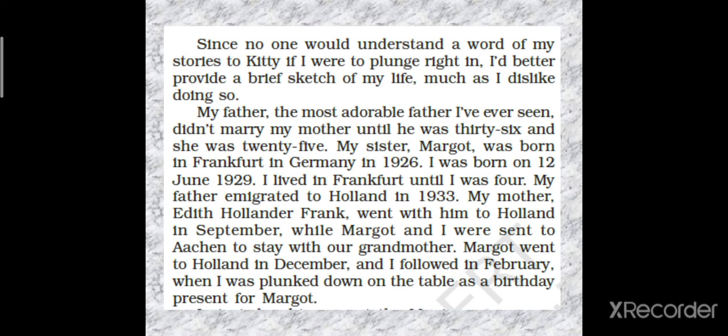Later, for the safety of the family, Otto Frank decided to move to Holland in the year 1933 when Anne was 4 years old. So first Otto Frank and her mother Edith Frank, these two members, went to Holland to settle down there. In the meantime, they left their two kids, Margot and Anne, with Edith's mother in Aachen. After they got settled, the same year in the month of September, first they took Margot to Holland. And the next year, Anne went, on the birthday of her sister Margot.